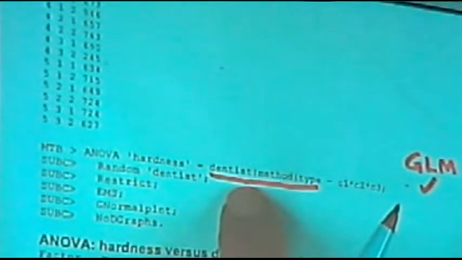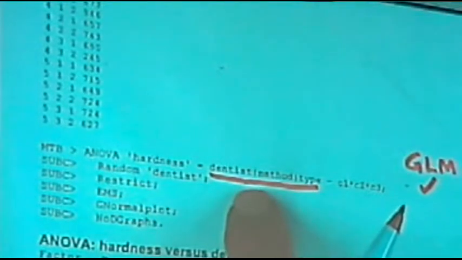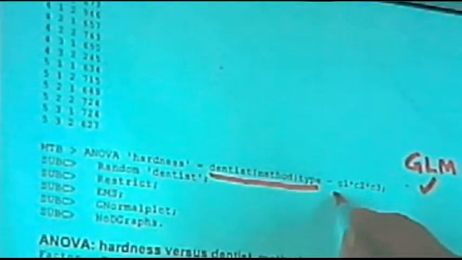Now if I make that the model, the command won't work. There's nothing left over for error, essentially, and so the command won't work. So what I have to do is to modify that by subtracting from that model this term. And you recognize that as the 3-way interaction term. Okay, so I'm subtracting off the 3-way interaction term to make this work.